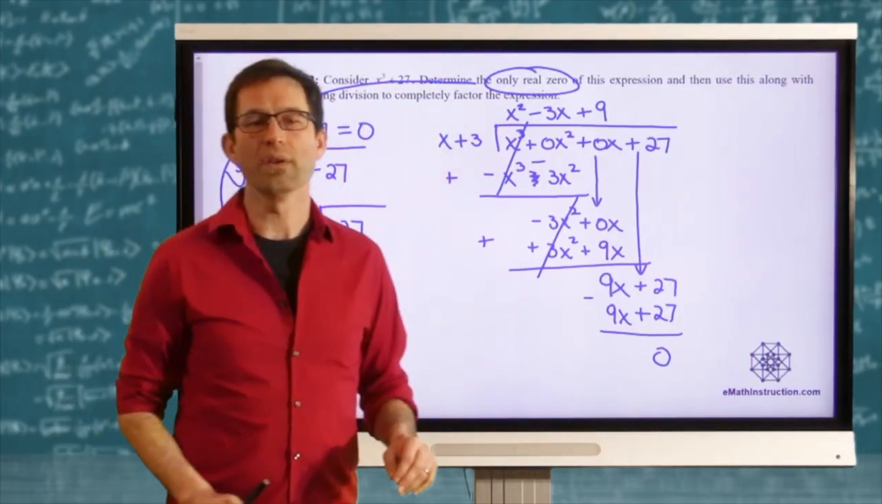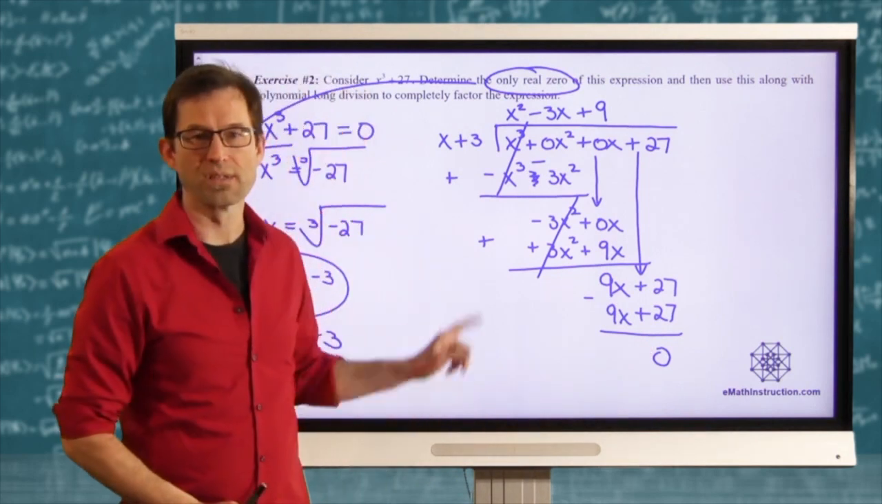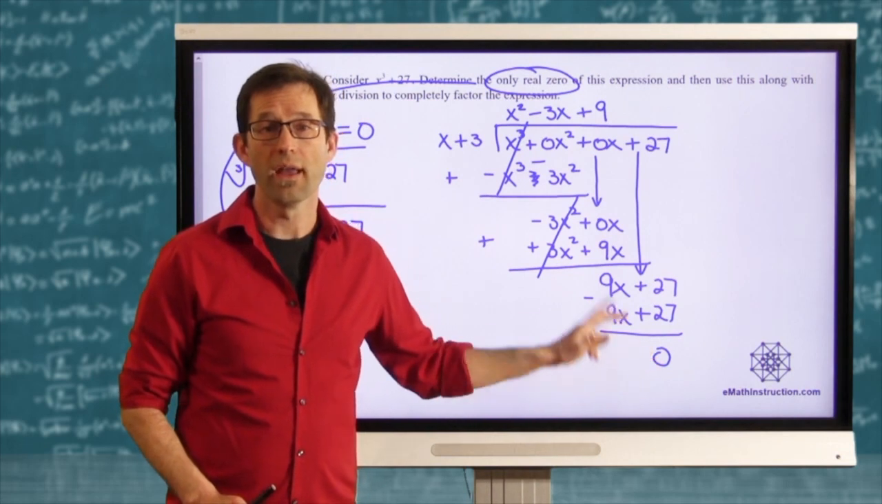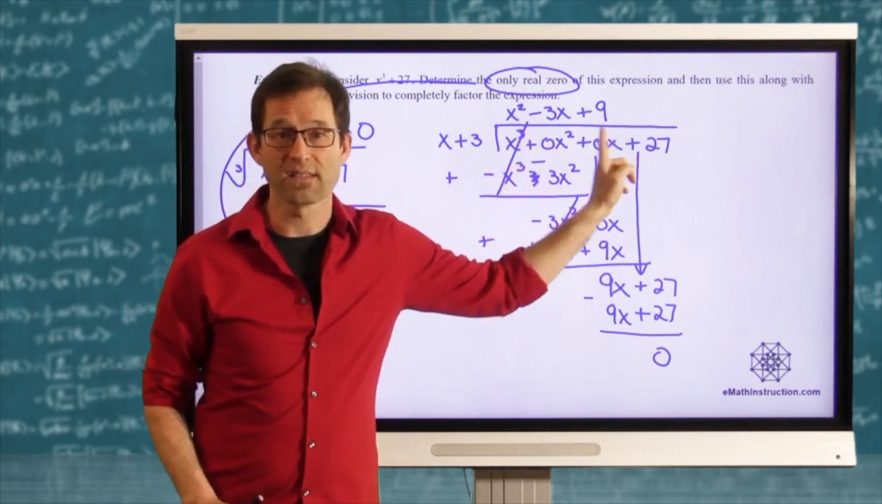You know you've done good things in these problems when you have a remainder of 0, because it tells you that that is in fact a factor. If that's not 0, and you know that's a factor, then that's going to be wrong.